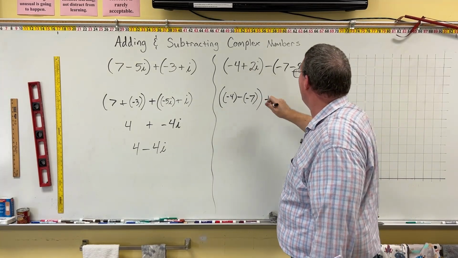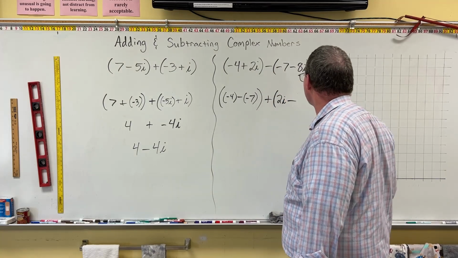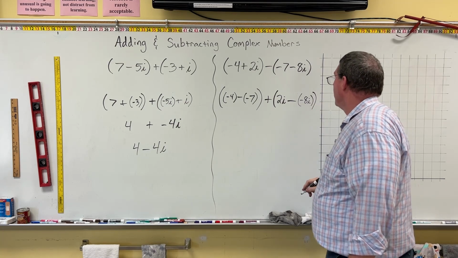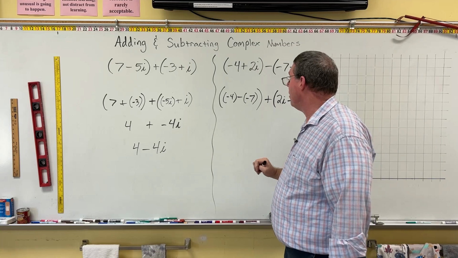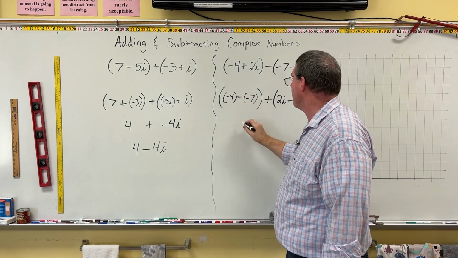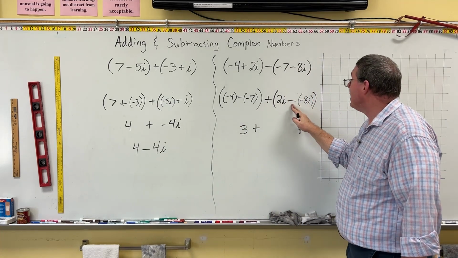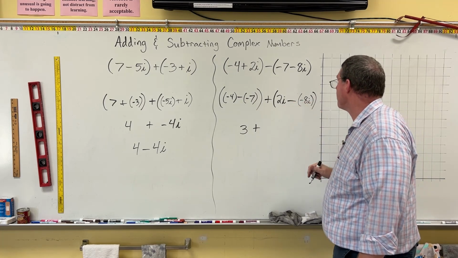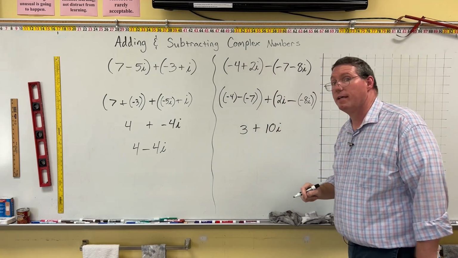So now we're going to do 2i, in a parenthesis, 2i minus, accounting for the minus, negative 8i, in parentheses, negative 8i, okay? So now, negative 4 minus negative 7. If you were to put that in a calculator, this is negative 4 minus a negative, so this becomes a plus. Negative 4 plus 7, that's 3. Plus 2i minus negative 8i. Well, minus negative means plus. So we got 2 plus 8, and that's 10i. And so this becomes 3 plus 10i.